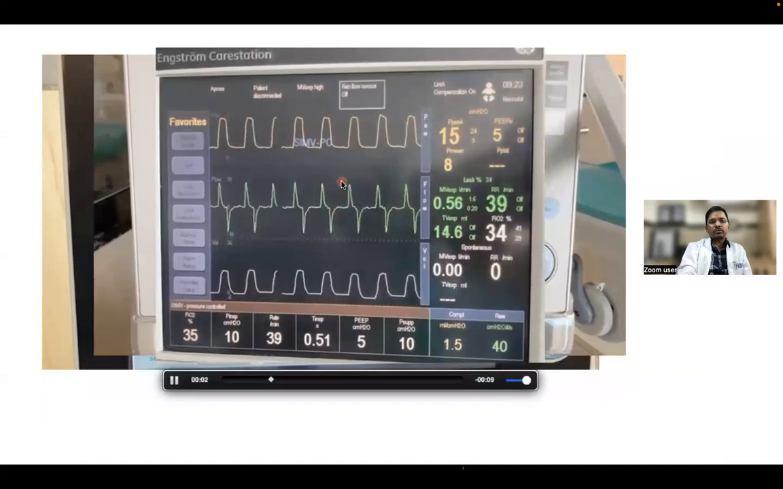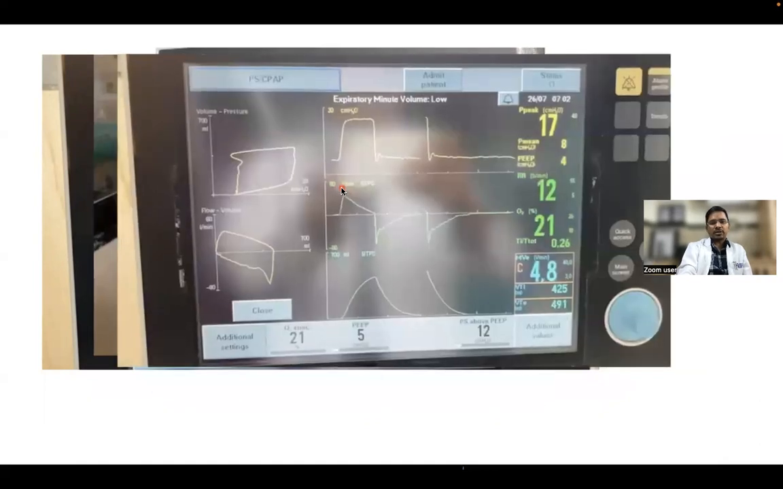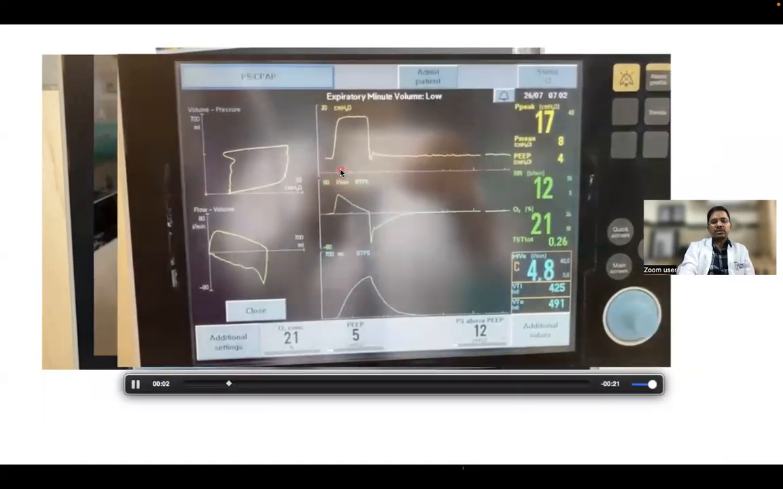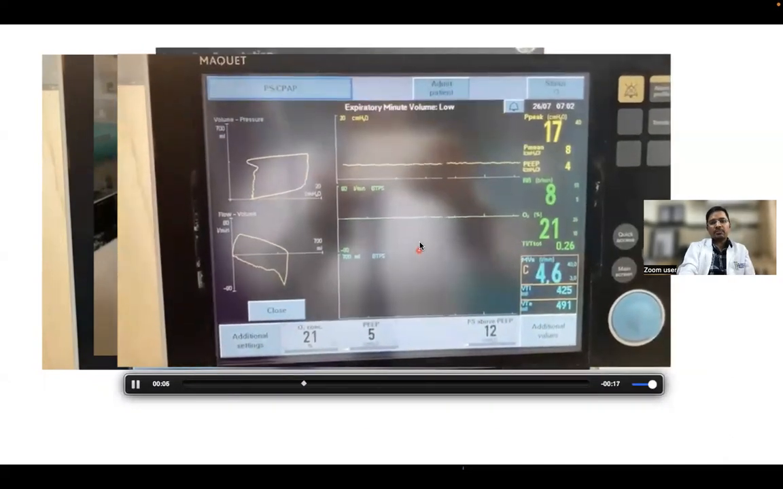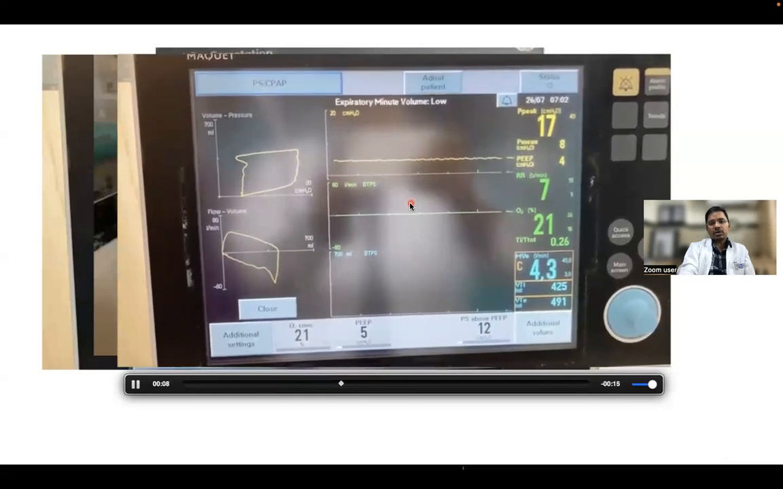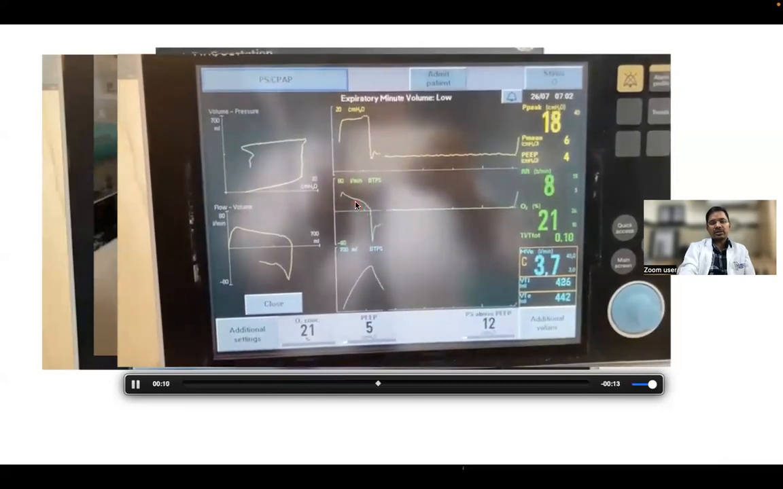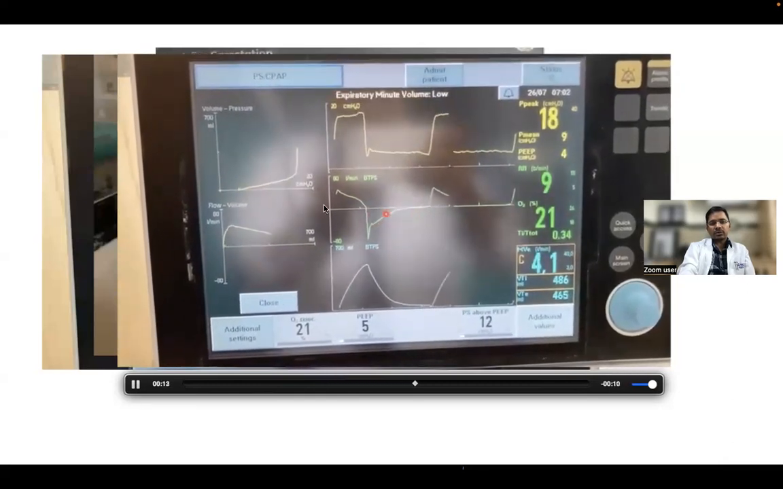See another video of pressure control ventilation. And also we can see the loops, the volume pressure loop, in pressure support and CPAP ventilation, where the patient is initiating the ventilation after a certain time, and we can see the loops.